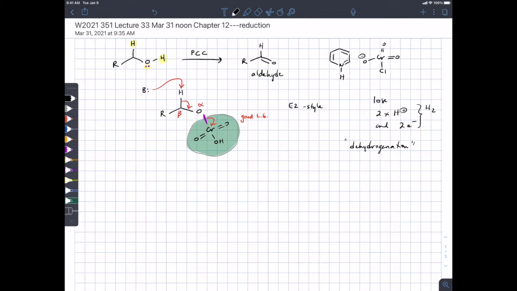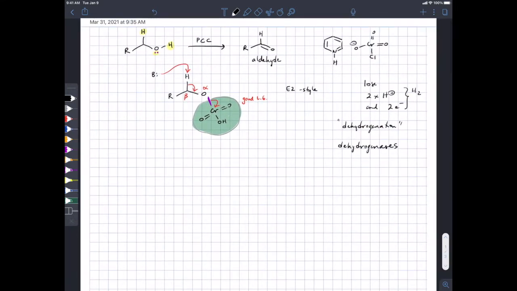Now, we're not actually losing a molecule of hydrogen, but we're losing all of the pieces of the molecule of hydrogen. And in biological contexts, enzymes that catalyze oxidation reactions are often called dehydrogenases because they oxidize the molecule, removing 2 electrons and usually 2 protons. Okay? All right. So we wanted to know how then can we go on to the carboxylic acid?